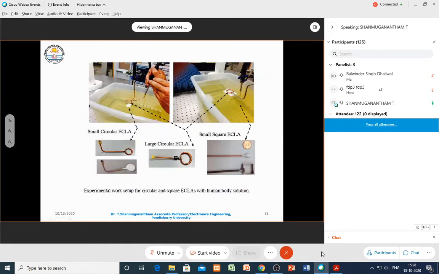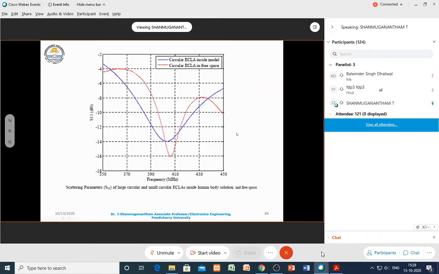So this is the fabrication process, made with different chemicals. This is simple copper wire, that is, a loop structure with the connector connected in this case, particularly for human body applications. So this was a mixband application, 405 MHz. And in this case, ECLA inside the model and free space was considered. Inside the model is getting -16 dB, for this case -14 dB at 405. So somewhat the free space is better.